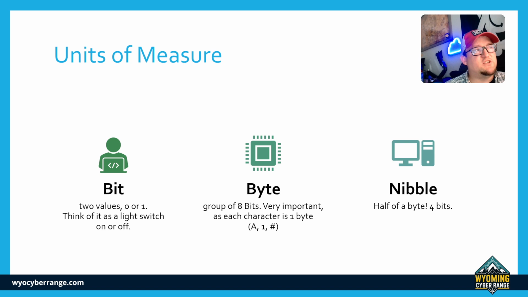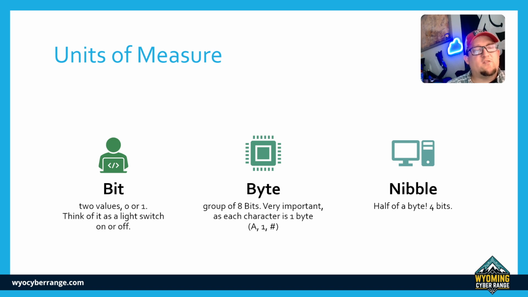All right, I'm going to change topics a little bit. Chapter 2 continues on with units of measure and how we deal with our data. Now, the smallest unit of measurement on a computer is called a bit. It is either a 0 or a 1. I like to say, think of it like a light switch, on or off, and this is the smallest form of data on a computer.